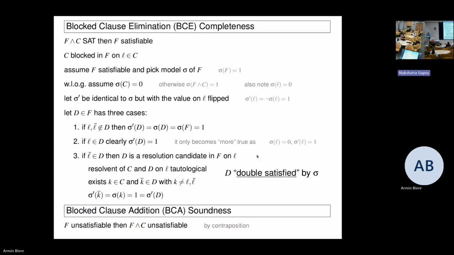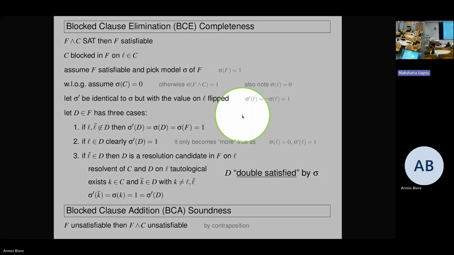Here's the proof. I will go through the technical part very fast, but the large bold one here is the most important takeaway. So how do you prove this? Of course, now we have to be precise with respect to completeness and soundness. So here I show BCE, blocked clause elimination, is complete, and you do this by showing that if the original formula is satisfiable with this clause, then you can drop it, and then F is satisfiable.